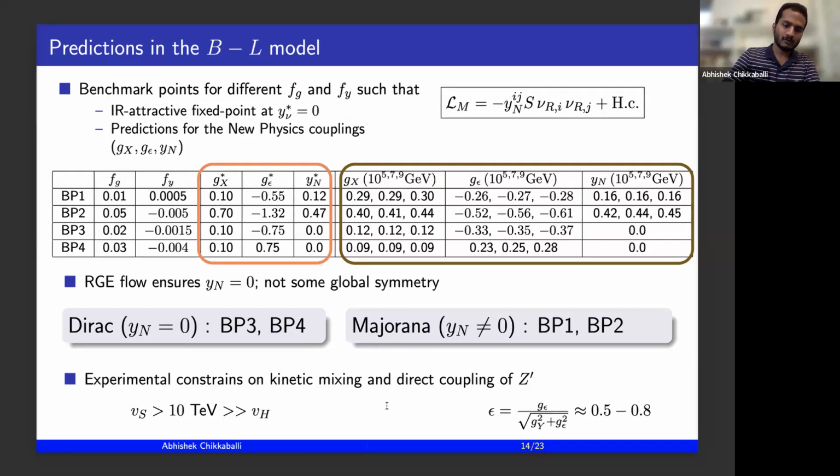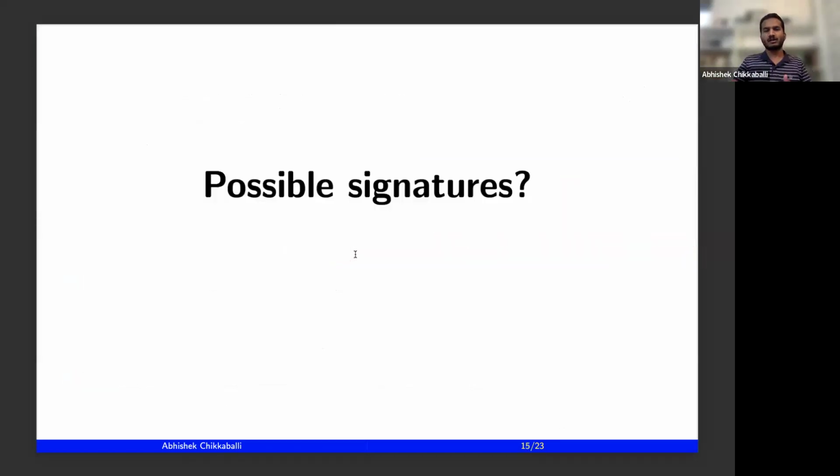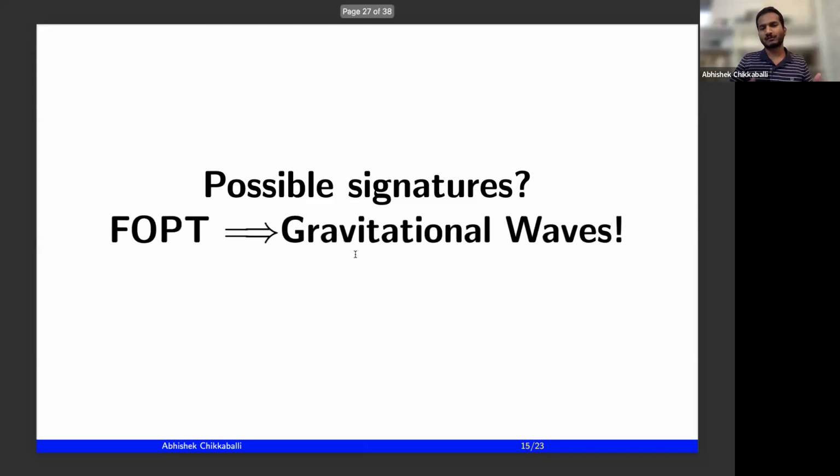Now that we have different predictions based on different UV complete scenarios, we can ask if there are any possible signatures, and if the signatures can distinguish between different UV complete scenarios. And since there is a new scalar sector which is spontaneously broken, one possibility is to have a first order phase transition, which could lead to gravitational waves.